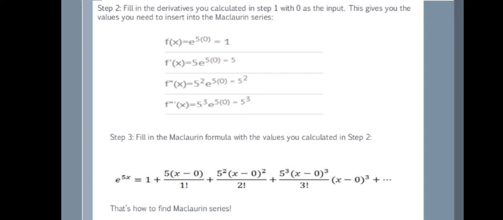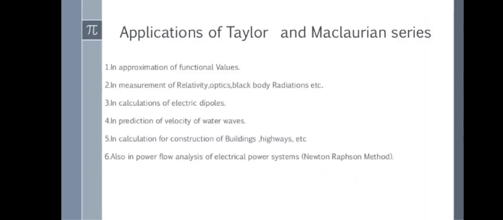Step 3. Fill in the Maclaurin series with the values you calculated in step 2. e power 5x equals 1 plus 5 into x minus 0 by 1 factorial plus 5 square into x minus 0 whole square by 2 factorial plus 5 cube into x minus 0 whole cube by 3 factorial, and so on. That's how to find Maclaurin series.